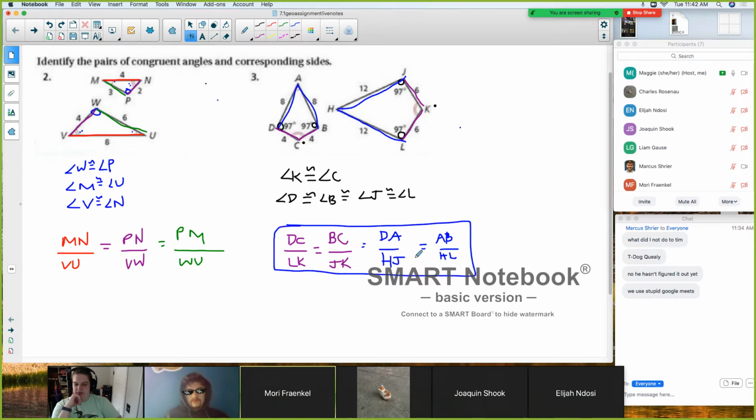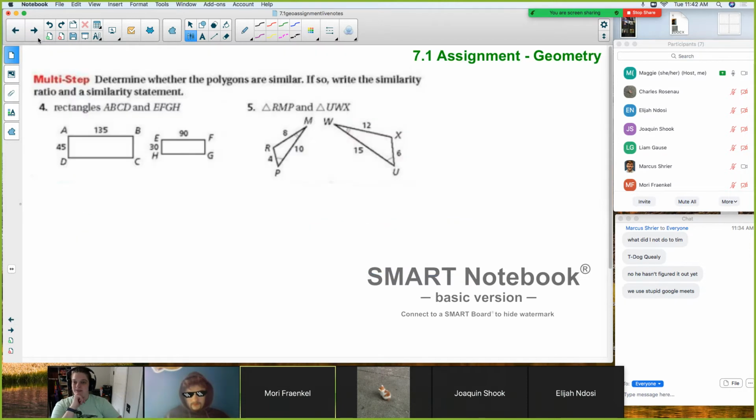So that's kind of the whole idea here, is that once you identify something is similar, then you can go ahead and use this proportion to solve things. So very exciting. So here we go. We're going to determine whether polygons are similar, and if so, we're going to write the similarity ratio and a similarity statement. So the similarity ratio has to do with the fact that they list this one first and then this one. So it's going to talk about this one as the numerator of the fraction and this one as a denominator of the fraction in a similarity ratio.